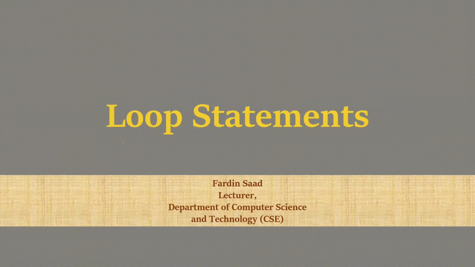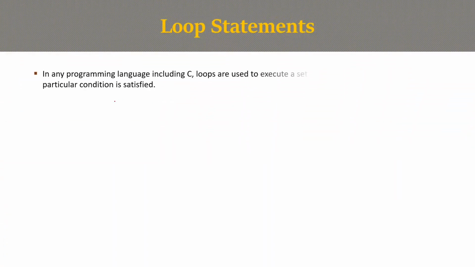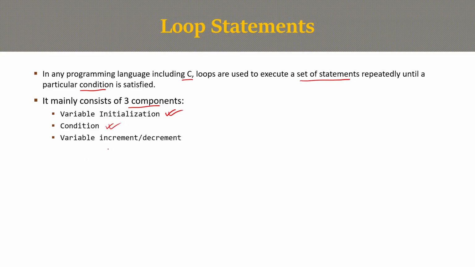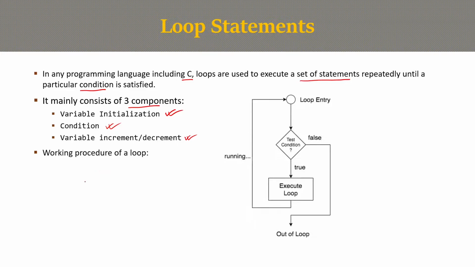The topic that we're going to see today is loop statements. In any programming language, including C, loops are used to execute a set of statements repeatedly until a particular condition is satisfied. So it mainly consists of three components: variable initialization, condition, and variable increment or decrement. So let us see the overall structure or the working procedure of a loop.